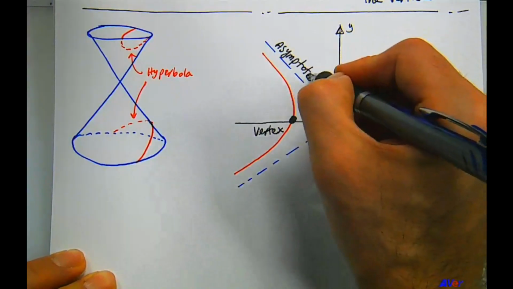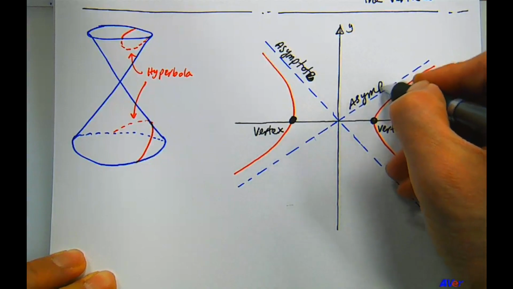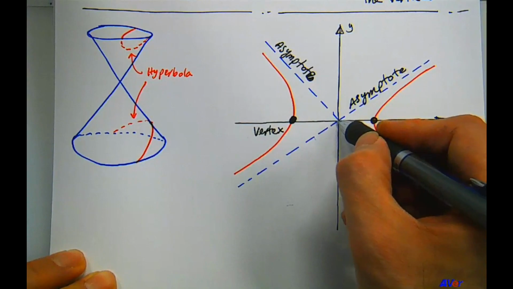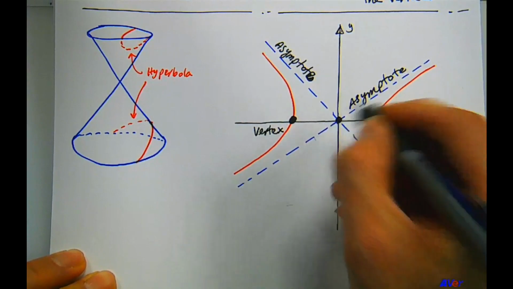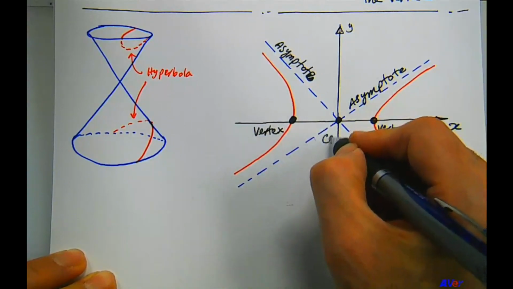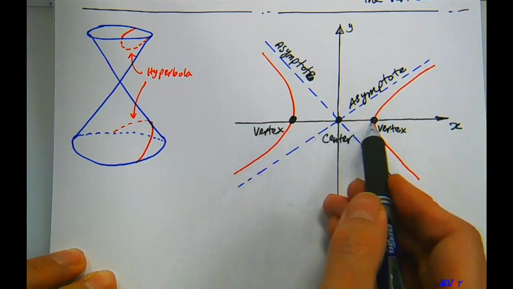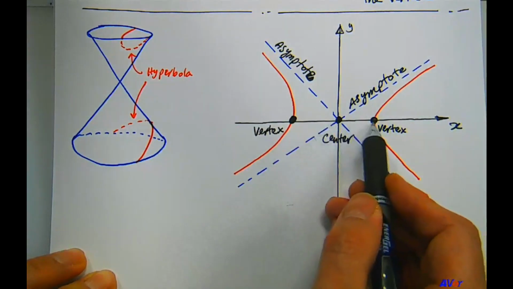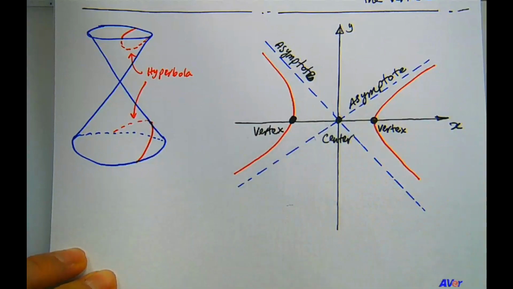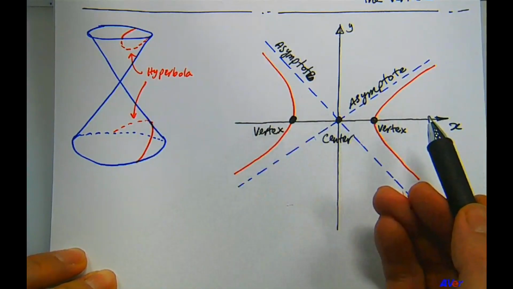Asymptotes, or asymptote, and then this is another one like that. This is, of course, the center. These are the vertices. That's the center of the hyperbola. And this is why I say I wish I could make my drawings more symmetric, because this distance from here to here and from here to here should be equal. I apologize if it doesn't look equal, but they should be equal.